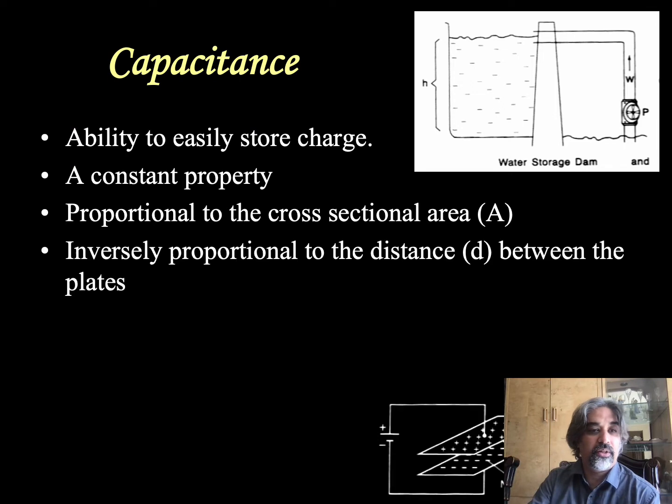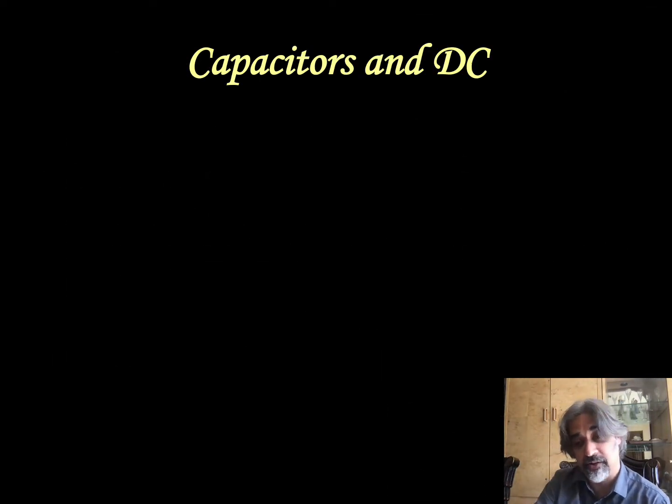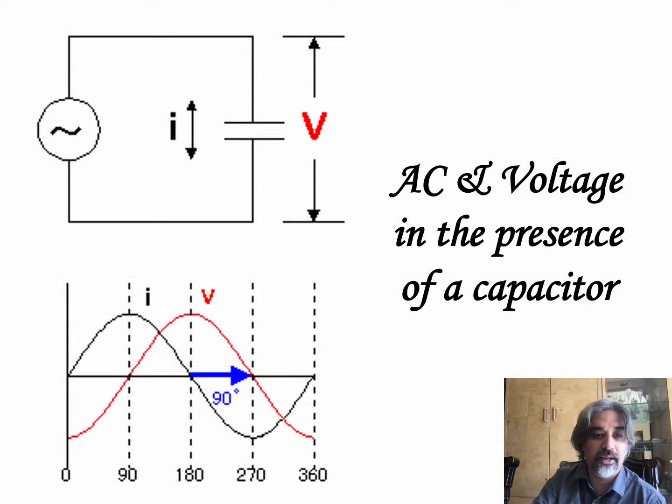So yeah, we just talked about all of this. And capacitance is measured in farads. And if you have a battery applied to a circuit, the current that will flow will decrease over time because of the buildup of the charge. Whereas with AC, you have constant changing of the voltage, so you have constant changing of the capacitance. And this is delayed by about, I think, 90 degrees or 45 degrees.